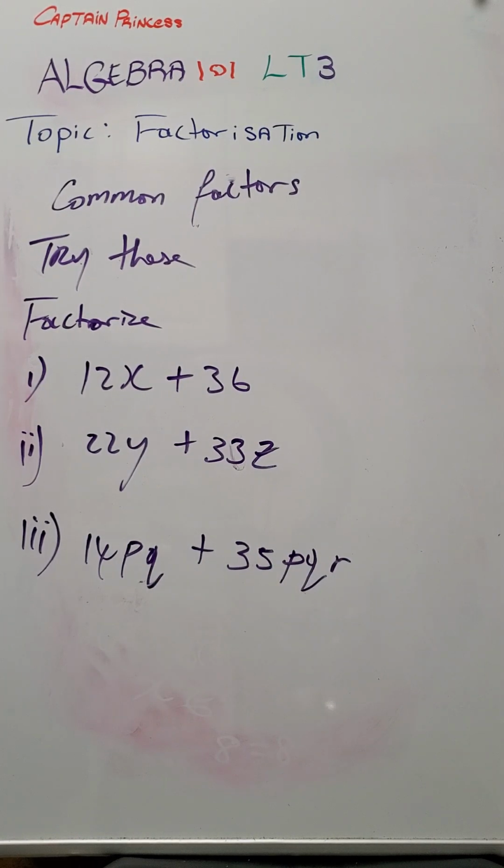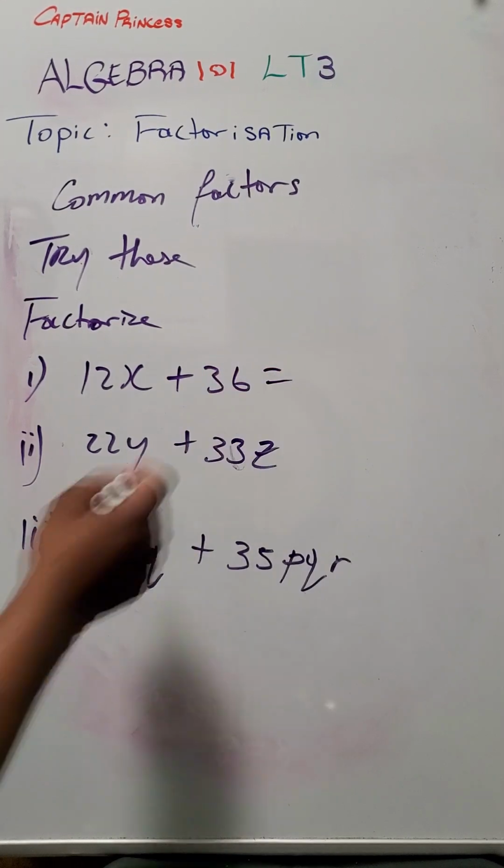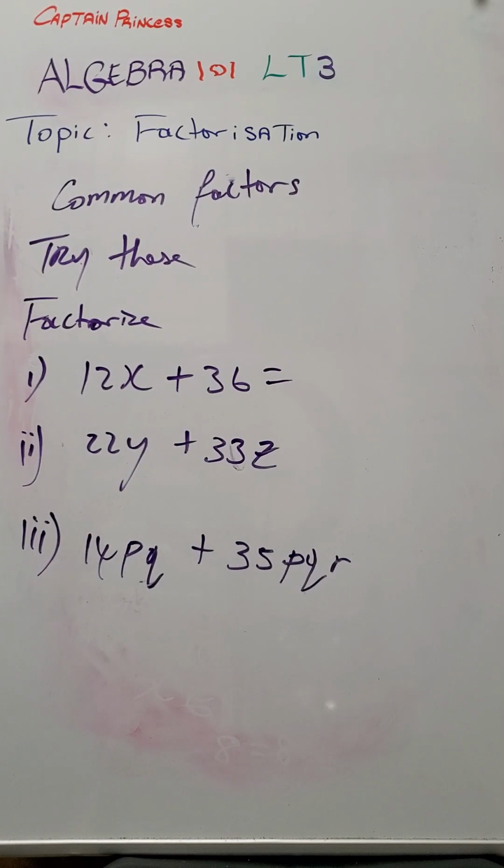Now, let us do this by writing an equal sign. We know that we have to factorize and factor out what is common to both terms. So what is common to both terms, guys? Let us see. So do these and get back to me in the next class.